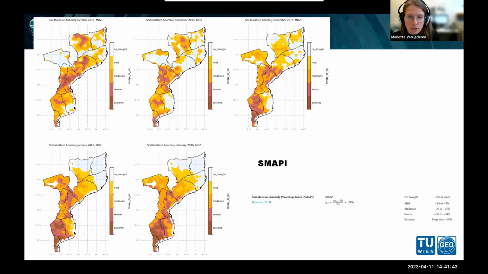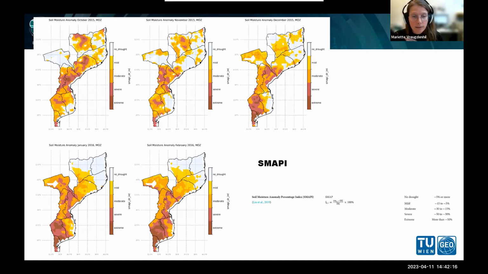If we look at the soil moisture anomaly percentage index, which was also a method based only on soil moisture, this is also classified into extreme, severe, moderate, mild, and no drought. And here we can actually see that the extreme and severe drought conditions are already occurring in October, and they only get worse throughout the growing season in Mozambique, where then in February you have quite a lot of areas with extreme droughts.